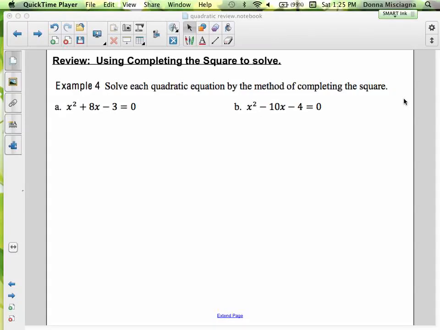Welcome back. We're going to quickly review our last two methods in this podcast. Both of these are in your notes. We're going to use completing the square. These two problems here are perfect problems for completing the square. Anytime my A is 1 and my B is an even number, completing the square is so easy.